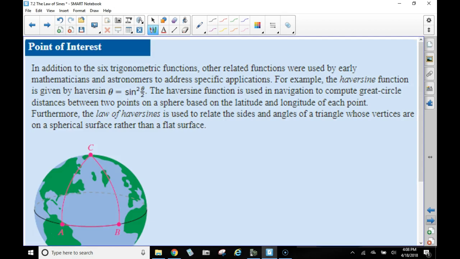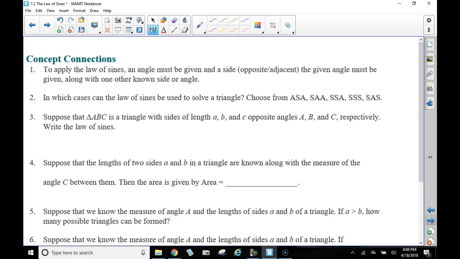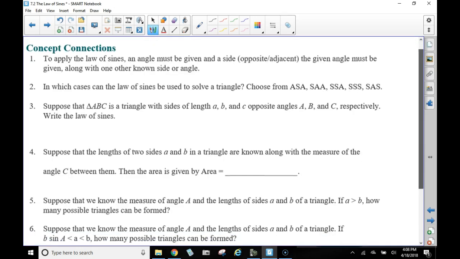Now, here's a little point of interest. You can read through here. What is the Haversine function? Read through that if you want to, and then let's move on.